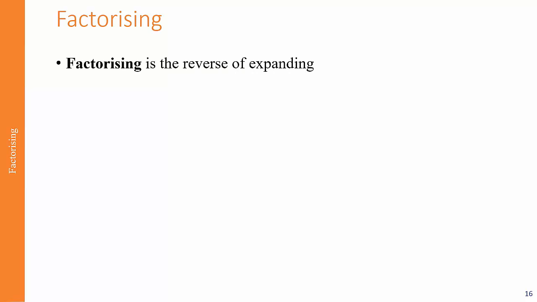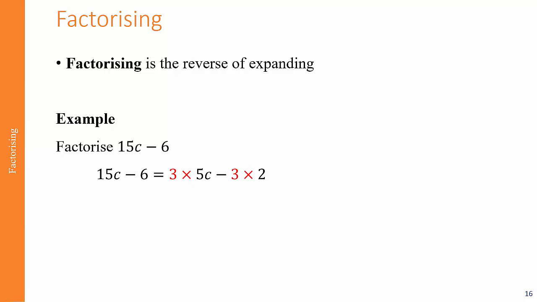Factorising is the reverse of expanding. So for example, if we wanted to factorise 15c minus 6, what we need to do is look for a common factor between those 2 terms. Now 15c is 3 times 5 times c, and 6 is 3 times 2. The common factor there is the 3. And so we can take the 3 out of the common factor, and that leaves us with 5c that the 3 is being multiplied by, and then subtract 2 that's also being multiplied by 3.